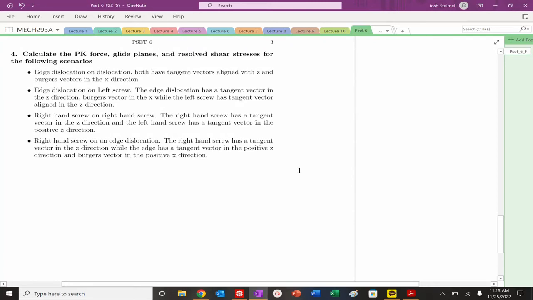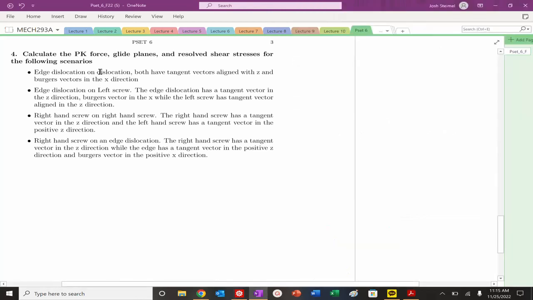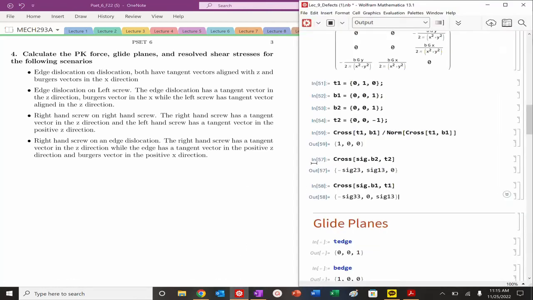Calculate the PK force, glide planes, and resolve shear stresses for the following scenarios. Excellent. All right, so let's go ahead and take a peek at this. Edge dislocation on edge dislocation: both have tangent vectors aligned with Z, and Burgers vector aligned in the X direction. Edge on edge.